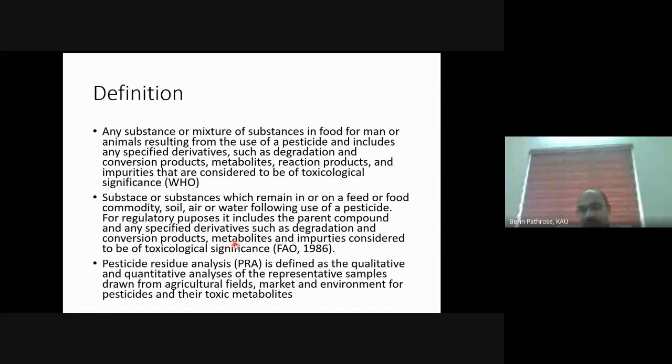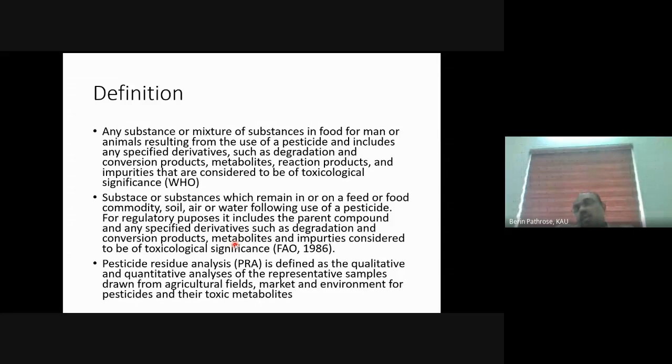So, the residue should include the parent compound, that is the pesticide, along with its metabolites, degradation or conversion product, or any impurity. And that degradation, conversion product, or metabolite or impurity should have toxicological significance.